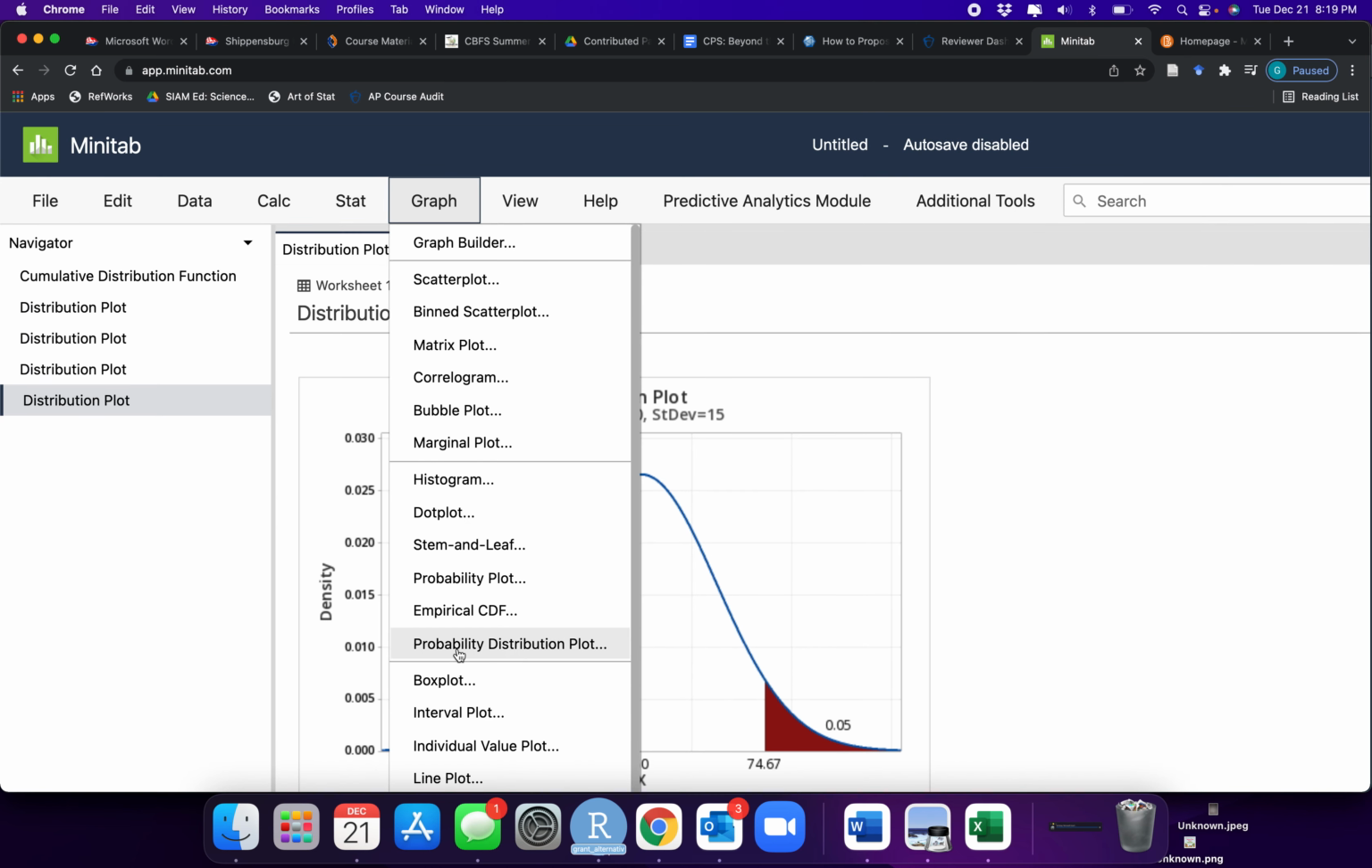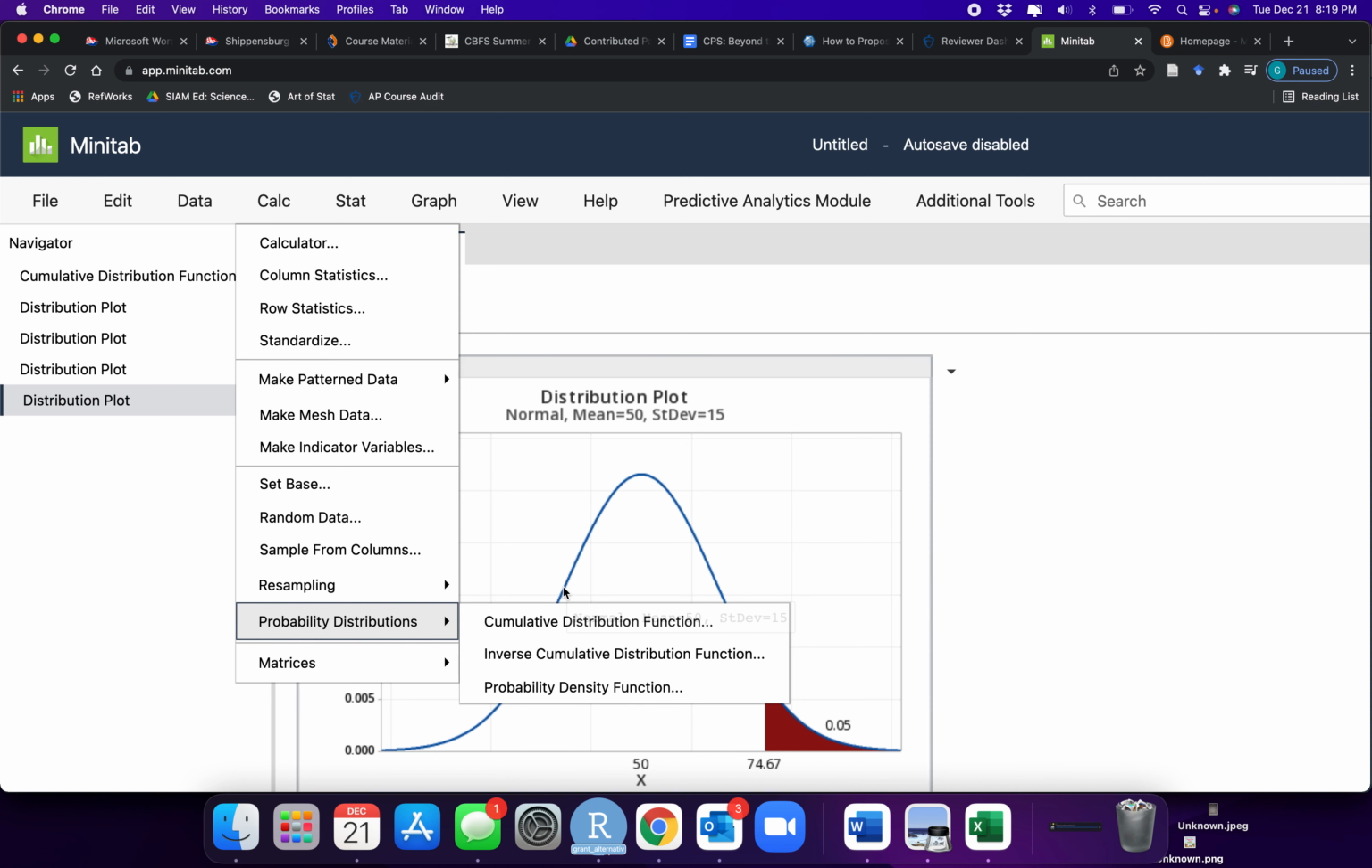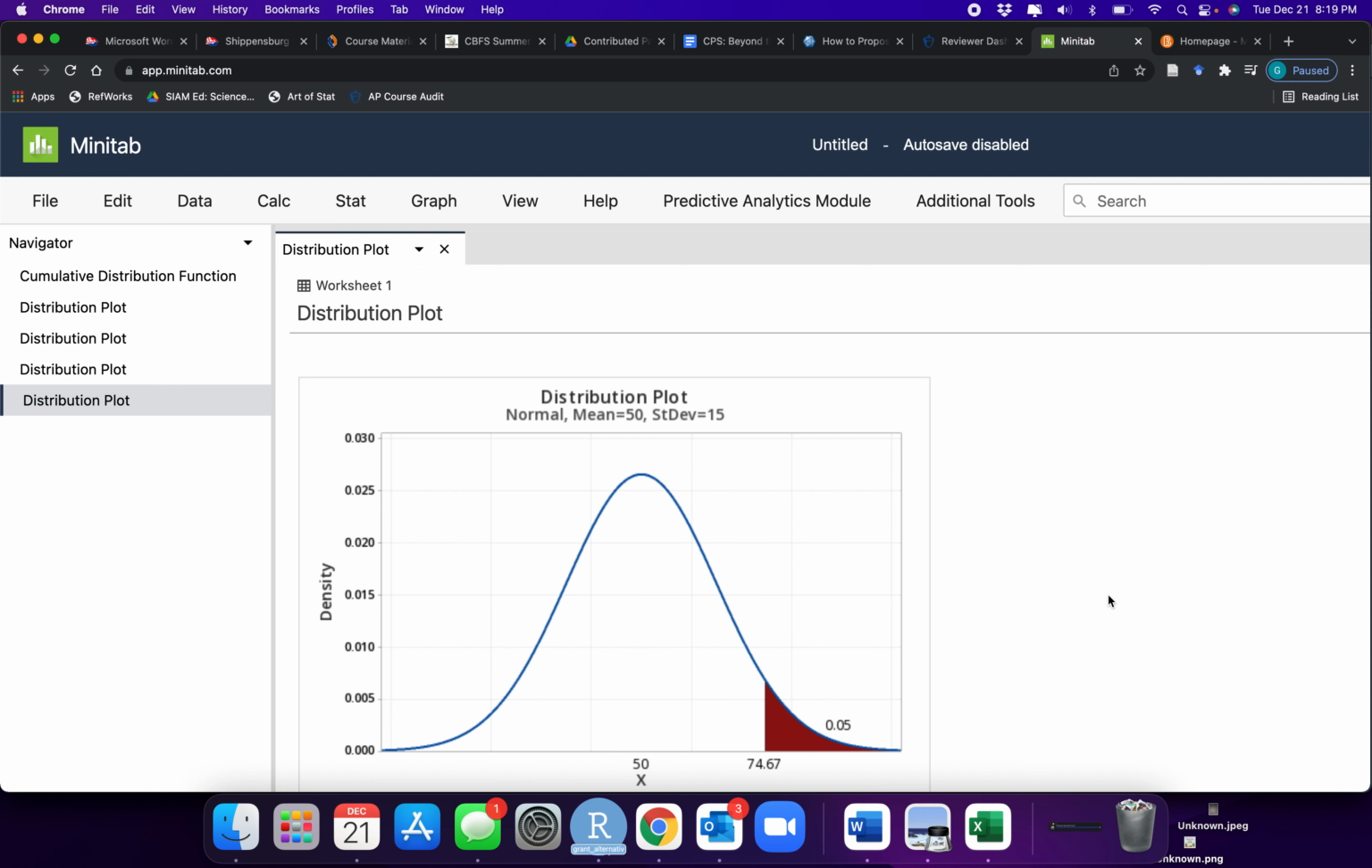With that information, you probably want to use graph, probability distribution plot to do all those. You can also use calc, probability distributions, and then cumulative. It takes a bit more finesse and a bit more playing around with the probabilities, but you can. Hopefully that gives you all the information you need to calculate probabilities in Minitab.